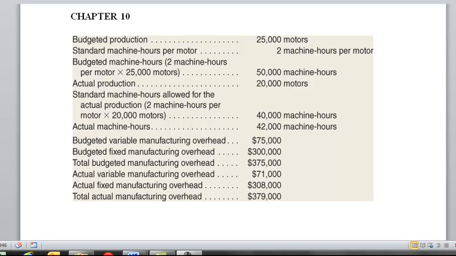This video walks you through Chapter 10's overview, focusing on standard cost and variance analysis. What you're first looking at is typical given information in order to solve for variance analysis. We're told here that budgeted production is 25,000 motors. Our standard input to produce one motor is 2 machine hours. Therefore, our budgeted machine hours is 25,000 motors times 2 machine hours per motor, or 50,000 machine hours.